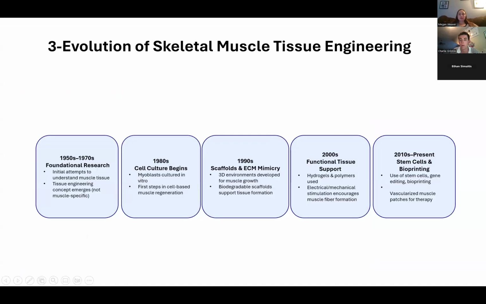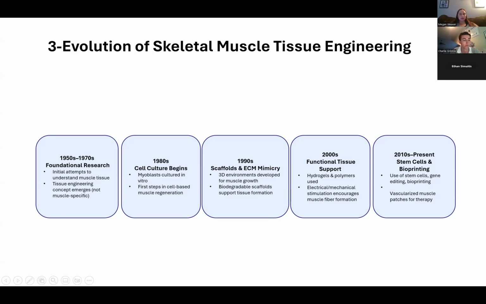All right. To really understand how far skeletal muscle tissue engineering has come, it's helpful to look at its evolution over time. The timeline highlights key milestones that have shaped the field, from early foundational concepts to today's innovation. We begin with the 1950s to the 70s, where the very first attempts were made to study and manipulate muscle tissue. At this point, the science was very early.